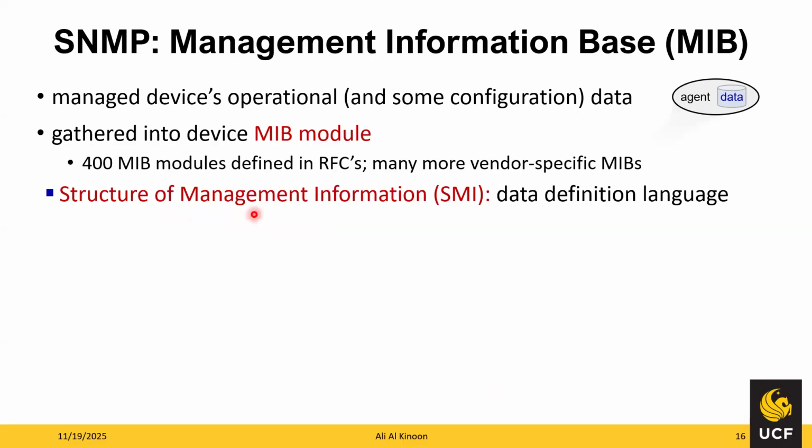We have the Structure of Management Information, SMI, and this is the data definition language that describes how MIB objects are named, typed, and structured. It ensures that every MIB object has a unique identifier and follows something consistent, such as counters, integers, and sequences. Without the SMI, the SNMP system would not be able to interpret the MIB values in a standard way across the devices.